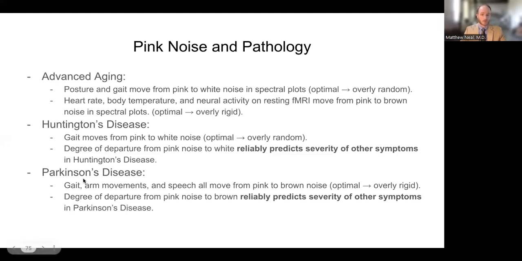Similarly with Parkinson's, gait, arm movements, and speech all move from pink to brown noise, right? Adaptive to overly rigid and inflexible. And similarly, the degree of departure reliably predicts severity of other symptoms.